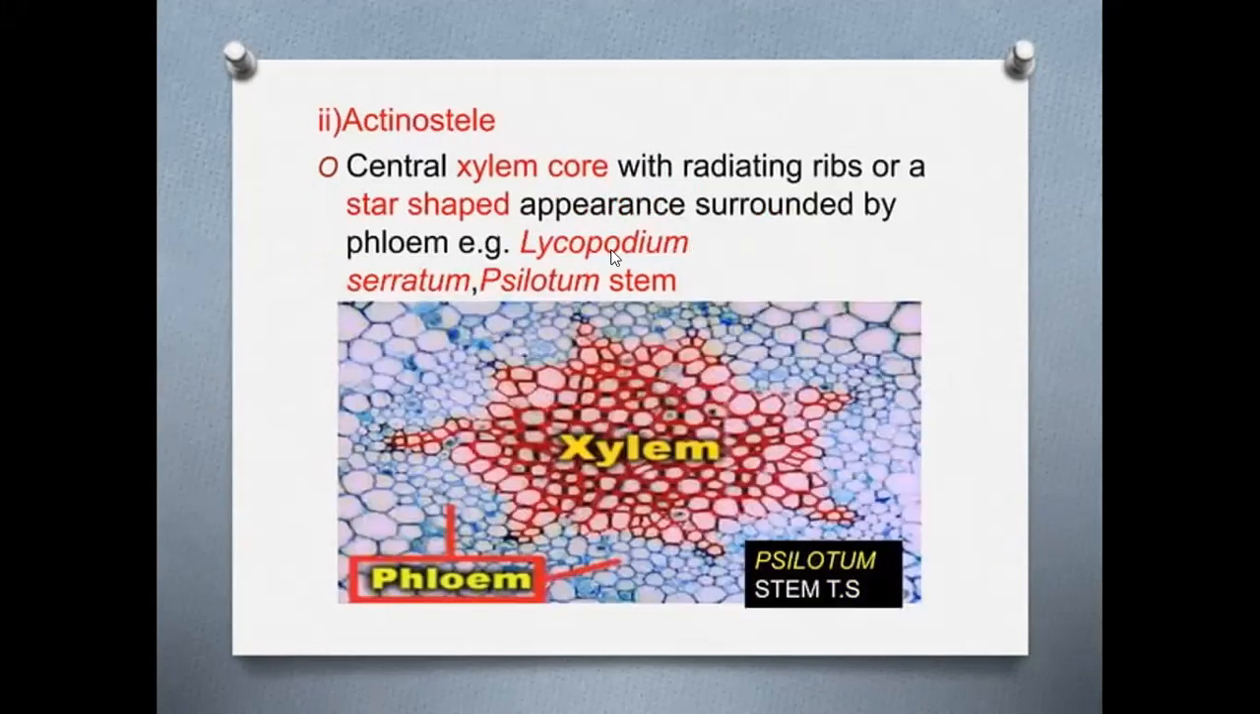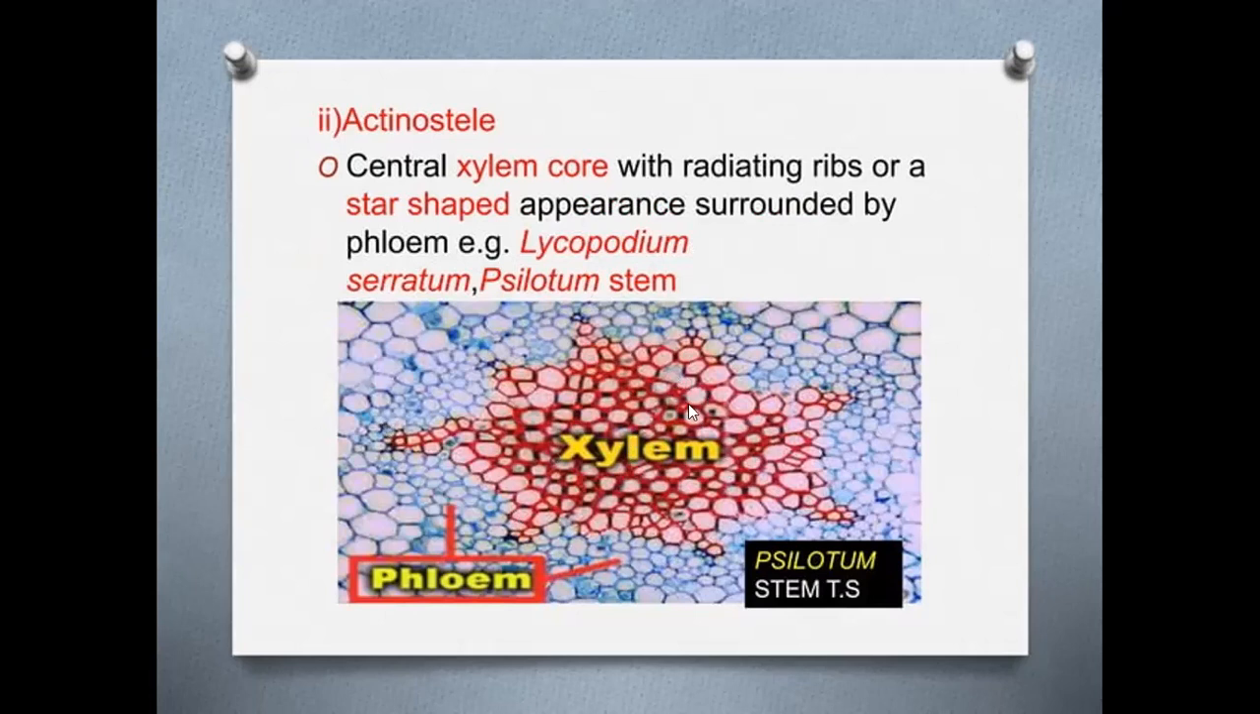Next, actinostele. We already discussed this in Lycopodium serratum. What is the Lycopodium actinostelic condition? A central core of xylem will be there. This xylem radiates in the form of a star-shaped structure. These are called the xylem radiating strands.